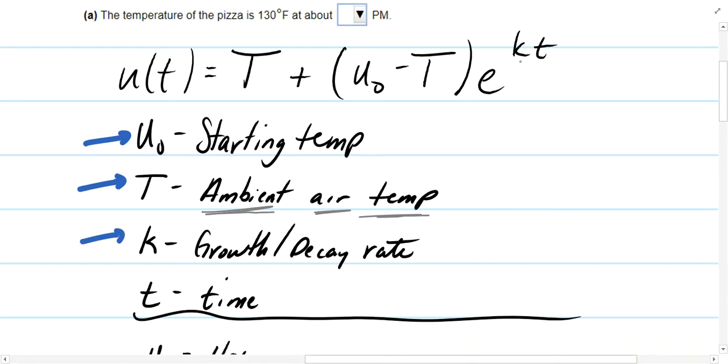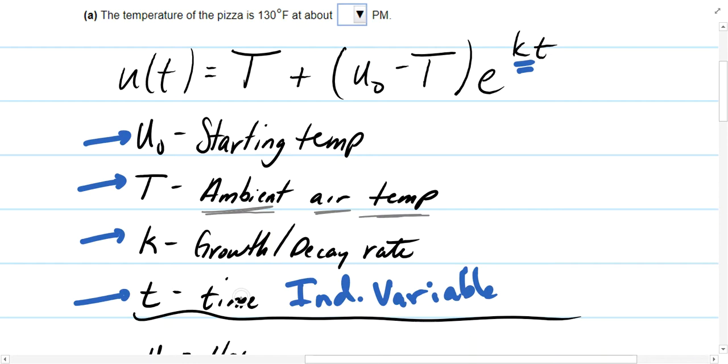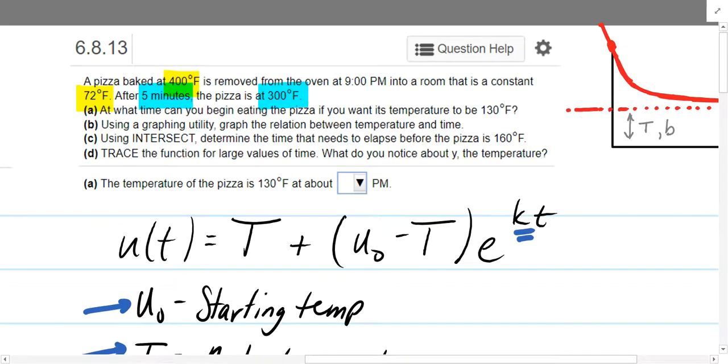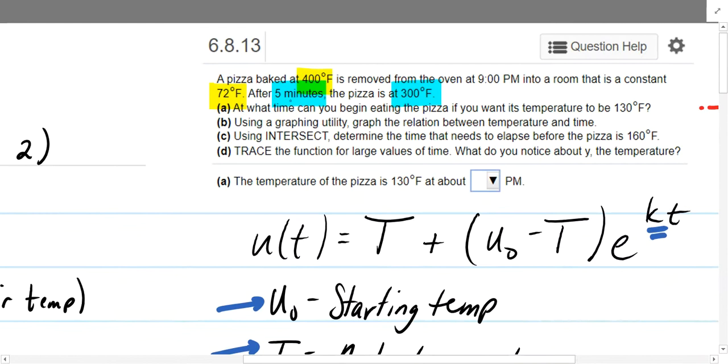K, this value here in the exponent, is a coefficient times lowercase t for time, but this K value indicates our growth or decay rate. We've seen that in several examples prior. And then finally, lowercase t, this is our independent variable. This is the value that we're going to be solving for. And this lowercase t stands for time. And in this case, we're talking about time in minutes. And we recognize that we're talking about time in minutes because, well, that's pretty much what the data has been presented as.